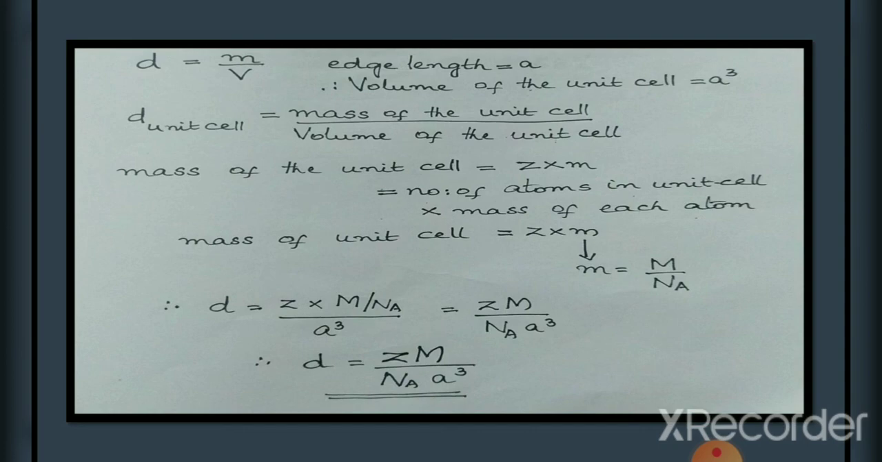Now, how can we calculate the mass of the unit cell? For that, we should know the mass of each atom present in the unit cell and the number of atoms present. Therefore, mass of the unit cell will be equal to Z into M, where Z is the number of atoms and M is the mass of each atom. Now, what is mass of each atom? That is small m is equal to M by Na, molar mass by Avogadro number.